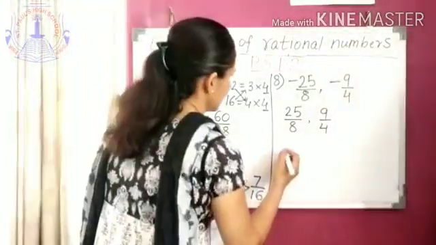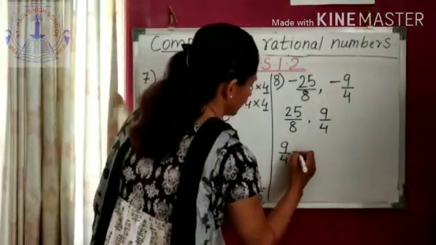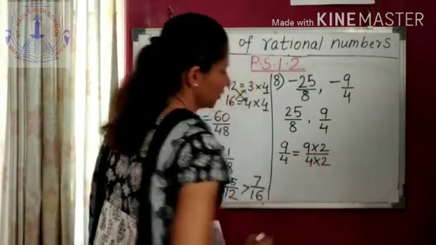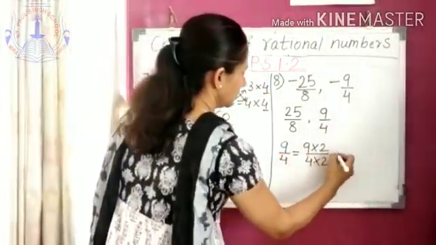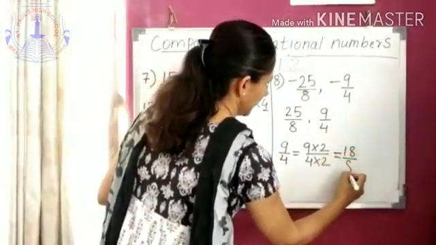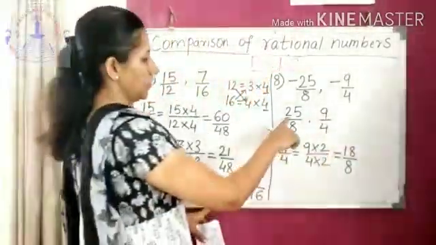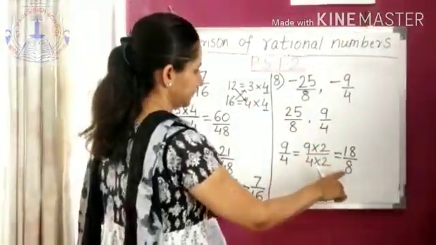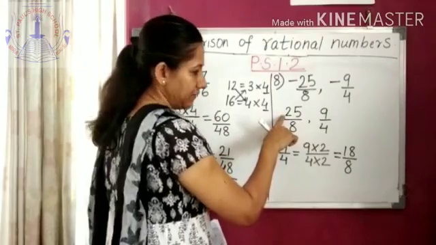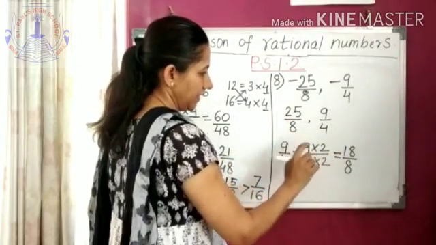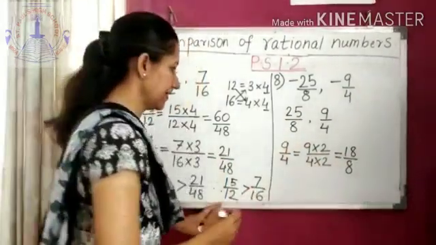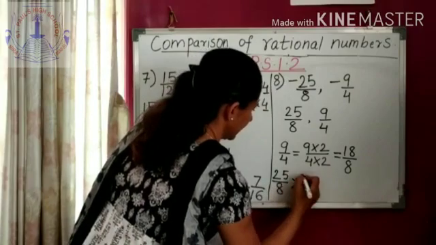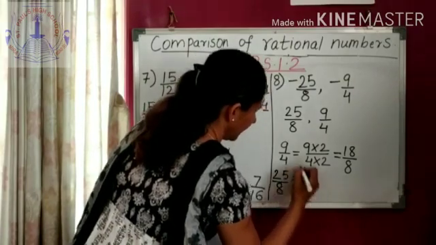So, let's take 9 upon 4 aside. Multiply this by 2; 4 also will be multiplied by 2. So this fraction will be equal to 18 upon 8. So we have 25 upon 8 and 18 upon 8. Here we can see this fraction 25 upon 8 will be greater than 18 upon 8, as you can see, numerator 25 is greater. So 25 upon 8 is greater than 18 upon 8.